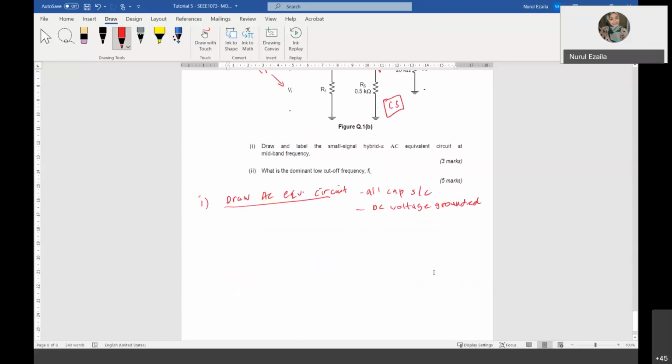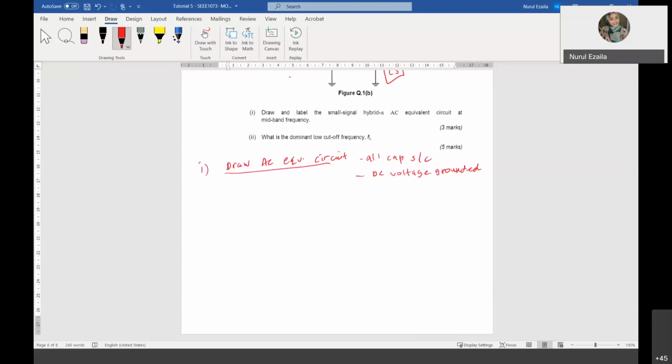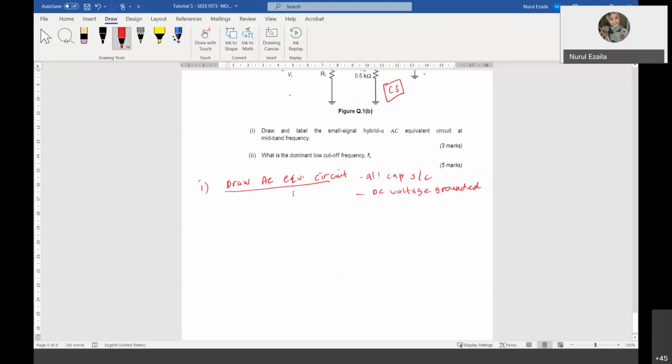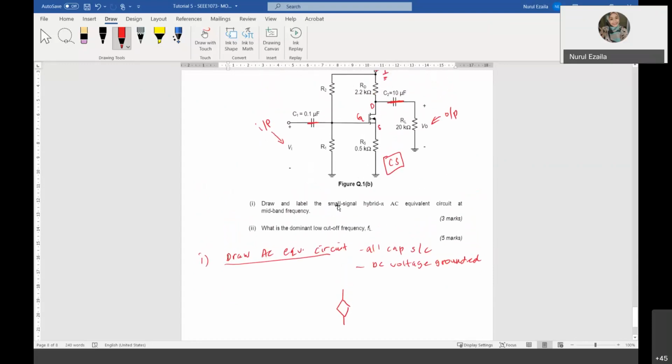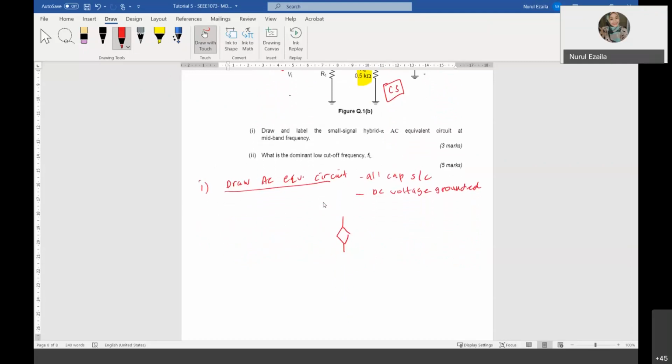All right, so let's draw the AC equivalent circuit. First thing, you have to draw the hybrid pi model. Since this is unbypassed, because we don't have a capacitor at CS over here, you have to include your RS in the circuit. So we know that this is the drain, and this is the source.